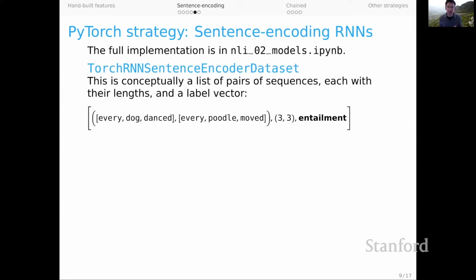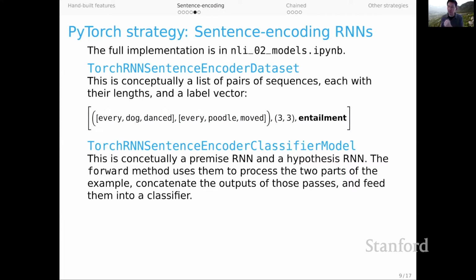So the first thing that you need to do is modify the dataset class so that conceptually it is going to create lists of pairs of examples with their lengths and their associated labels. By default, the underlying code that we're using expects one sequence of tokens, one length, and one label. And here we just need to raise that up so that we have two, as you can see here. Every dog danced, every poodle moved. Both happen to have length 3, and their label is entailment. So we make some changes to the dataset class to accommodate that change in format, essentially.